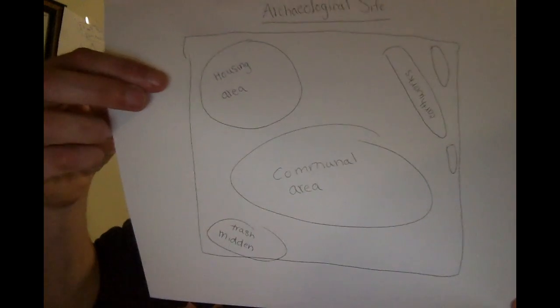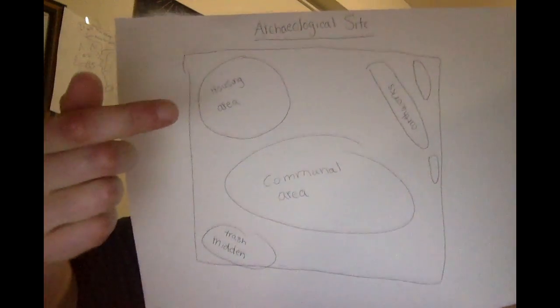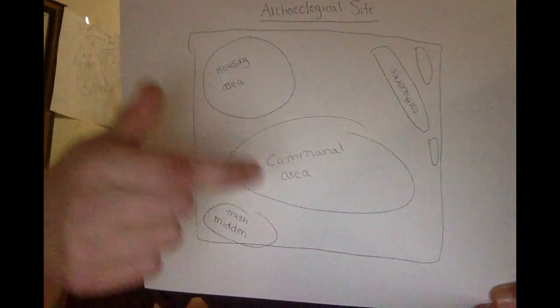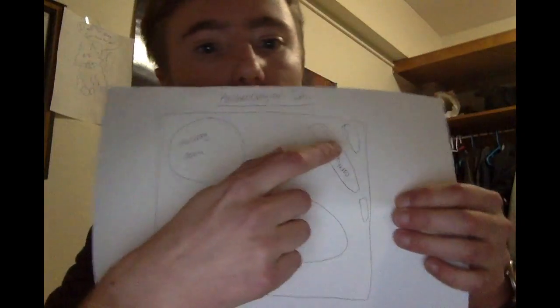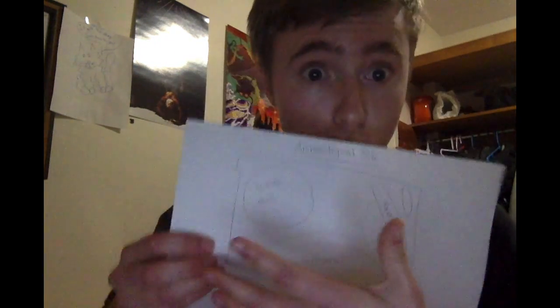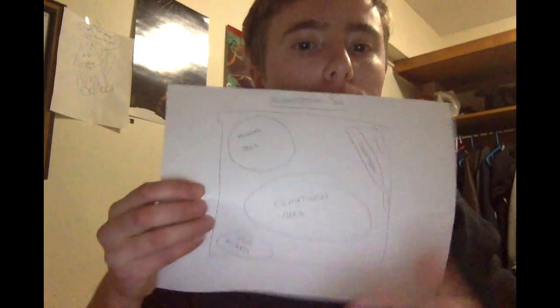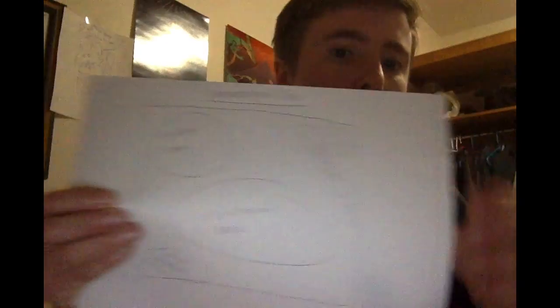So here's a crappy drawing of an archaeological site, and I can't tell if it's backwards. That says archaeological site. This says housing area. This says communal area. This says trash, and this says earthworks. And the point of this is, this is one site. When you're studying a site, you can see varying chemical composition. The chemical composition would change based on the activity of that area.